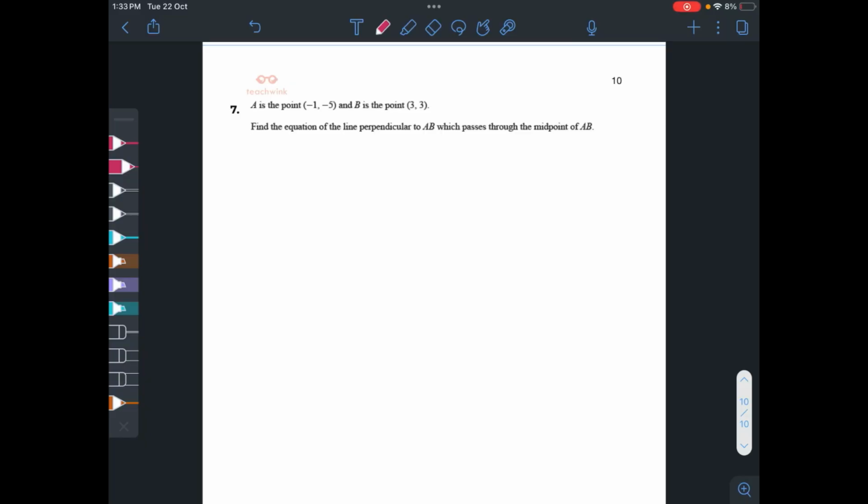The question says A is the point negative 1 and negative 5 and B is the point 3 and 3. Find the equation of the line perpendicular to AB which passes through the midpoint of AB. The first thing that you need to do is find the slope of AB. The slope of AB is found by doing y2 minus y1 over x2 minus x1. That means you do 3 minus negative 5 over 3 minus negative 1. That gives us 8 over 4, that gives us 2. This is the slope of AB.